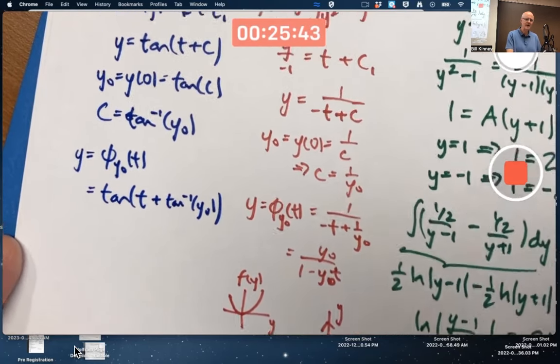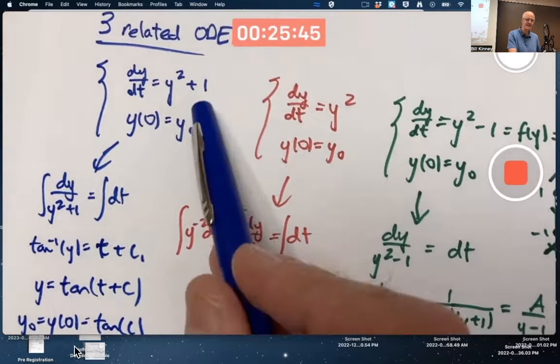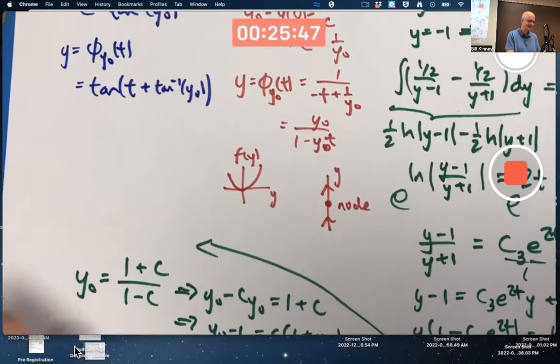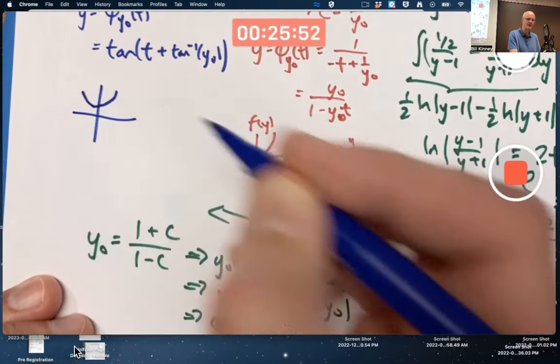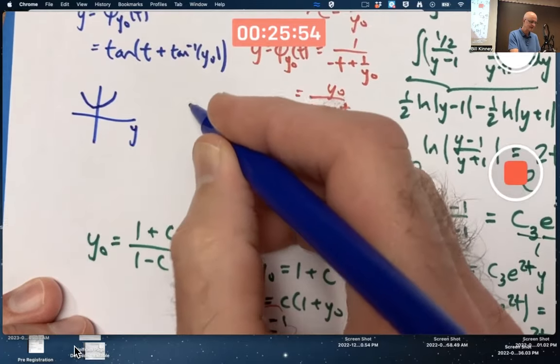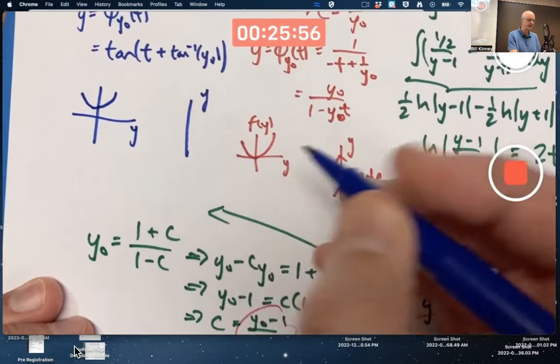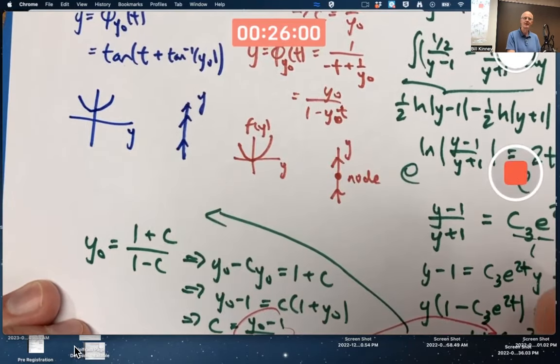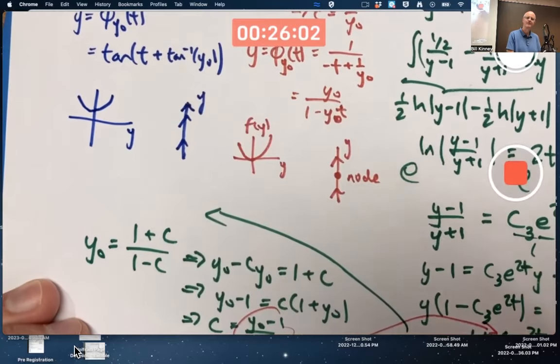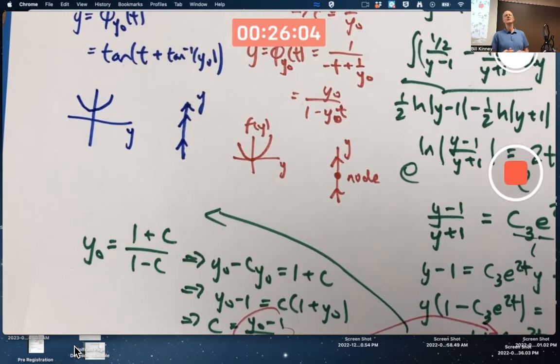How about the phase line here? y squared plus 1 is the f of y. f of y has a graph that's always above the horizontal axis. So for the phase line, there are no equilibrium solutions, and all solutions head upwards.